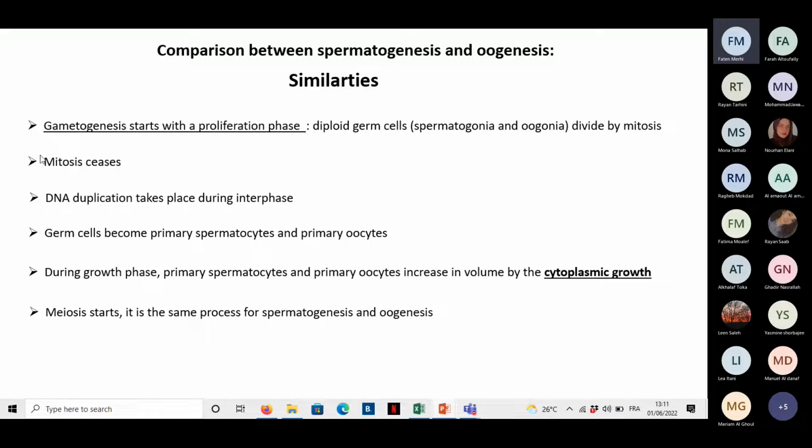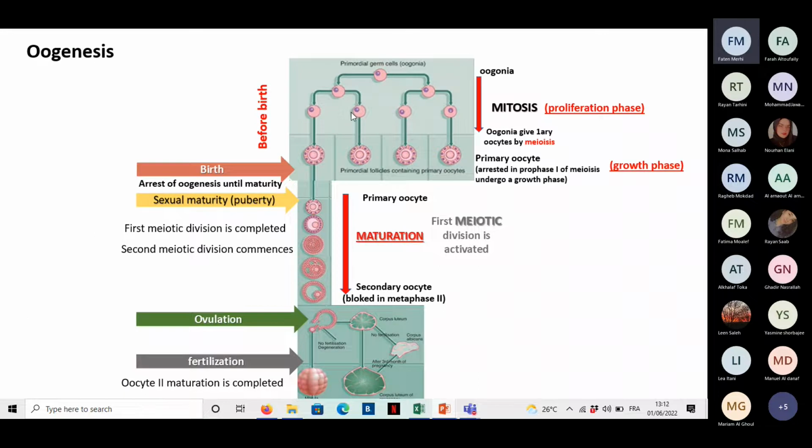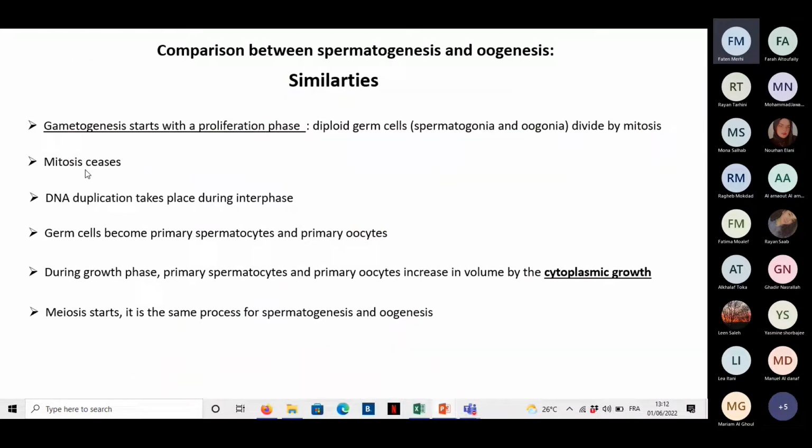And in both cases also, the mitosis will cease at a certain moment. During spermatogenesis, the mitosis will get arrested before birth. As we have said, the spermatogonial stem cells will divide before birth. After birth, we don't have anything important happening, and after puberty, they start to divide again. So the mitotic divisions will cease at a certain moment during the spermatogenesis and during the oogenesis. As we have said, the oogonia will stop dividing at a certain moment and they will become primary oocytes. Okay, so also here the mitosis will cease.